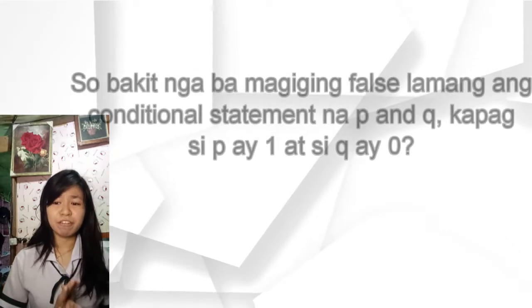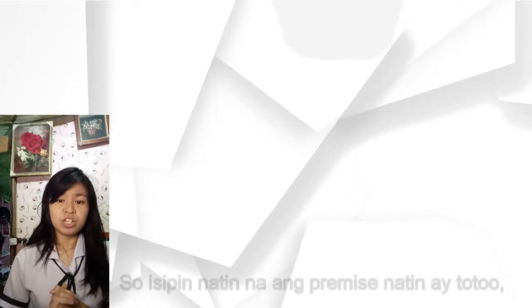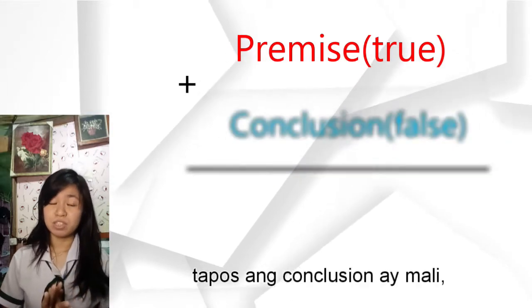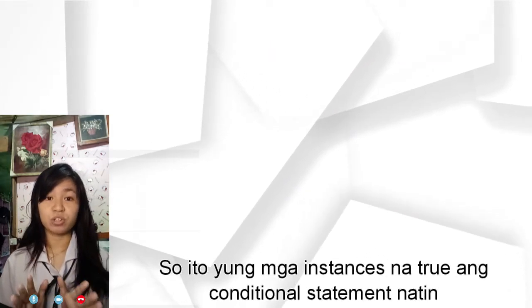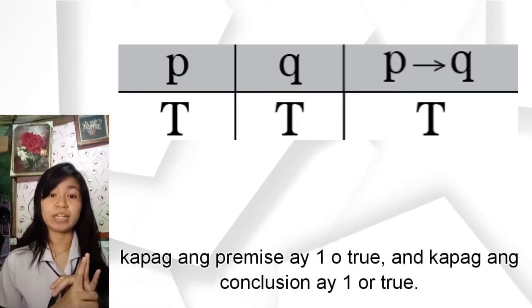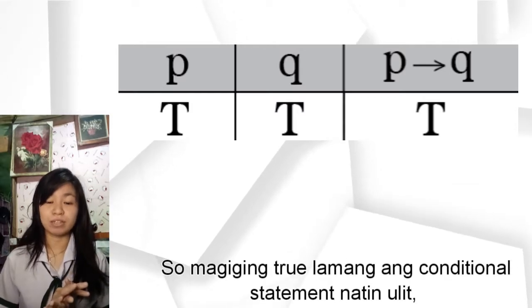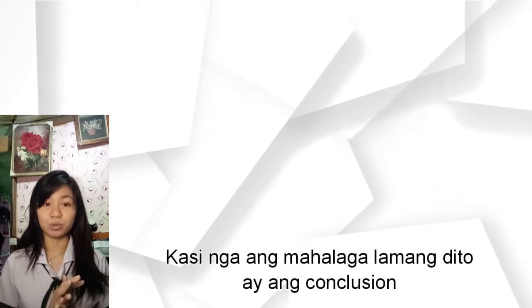So, bakit ba magiging false lang ang conditional na P and Q kapag si P ay 1 at Q ay 0? So, isipin natin na ang premise natin ay totoo, tapos yung conclusion ay mali. So, magiging false talaga siya kasi ang mahalaga lamang dito ay ang conclusion. So, ito yung mga instances na true ang conditional statement natin. Kapag ang premise ay 1 or true, and kapag yung conclusion ay 1 or true. So, magiging true lamang ang conditional statement natin ulit kapag ang premise ay 0 and ang conclusion ay 1. So, kasi ang mahalaga lamang dito ay ang conclusion.